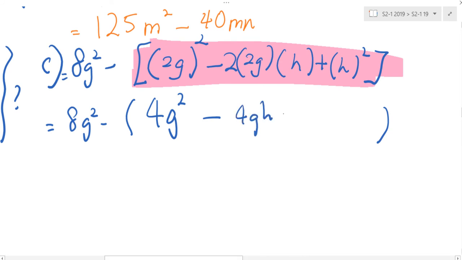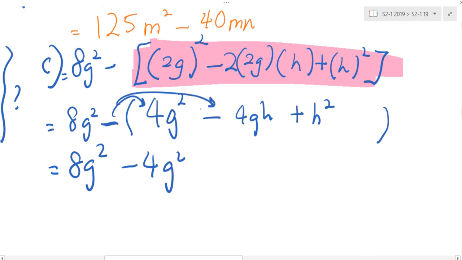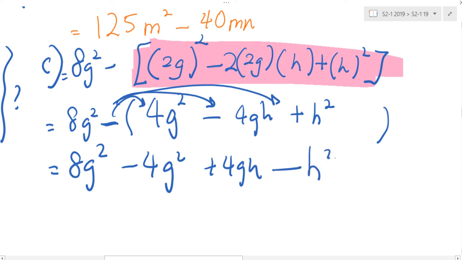Minus 4gh. Third one, plus h squared. Somebody said, look different, and mine is minus h squared. Because the minus now, when I open up the bracket, will multiply by everything. So this minus will now do the show. Minus times 4g squared, minus 4g squared. Minus times minus, plus 4gh. Minus times plus, minus h squared. Do you see the minus disturbing everyone? So you have to be careful.